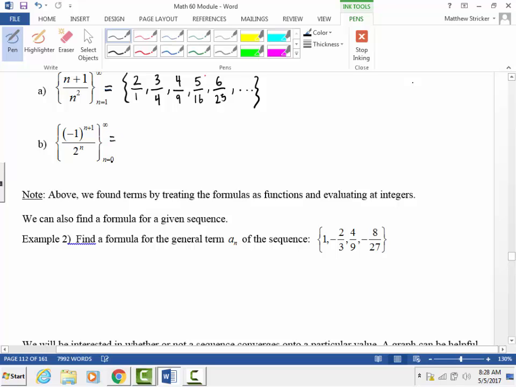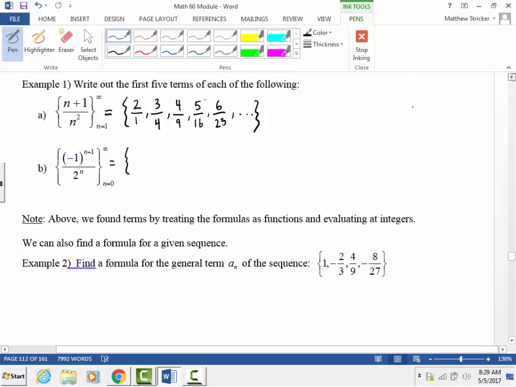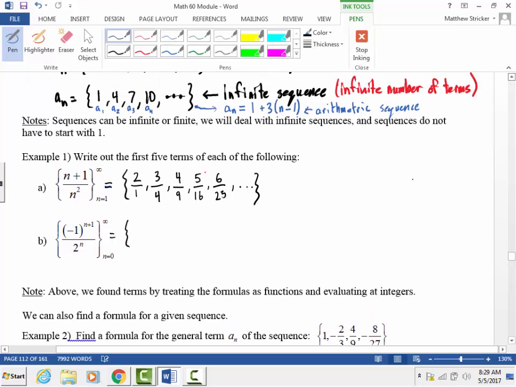Now notice that we're starting here with not n equals 1. We start with n equals 0. So that means for the first term we're plugging in 0. Remember, we said up above that we do not have to start with n equals 1. You could start with any n that you want. Okay?